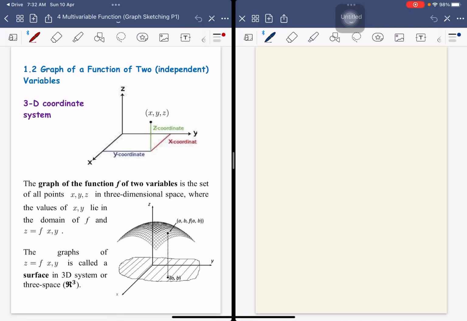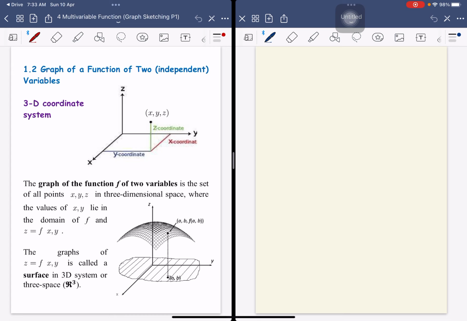Okay, so now for the new parts in chapter 1. We have previously learned about domain and range, right? I have introduced the function of 2 or 3 independent variables. The next part is how we can get the graph for a given function, specifically for a function of 2 independent variables.